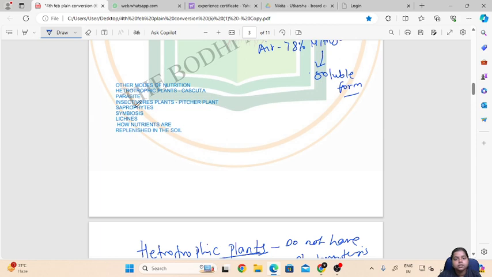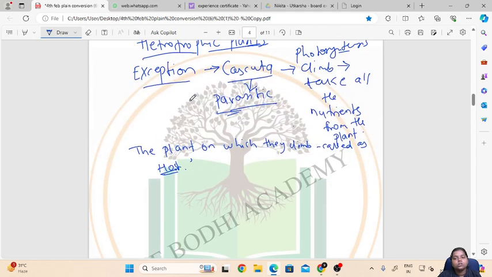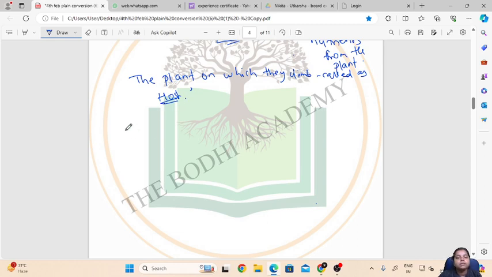Then there is something which is called insectivorous plants. Have you ever seen a plant eating an animal? No, right? This is very amazing, correct? Plants eating insects, animals. So this type of plants are called insectivorous.